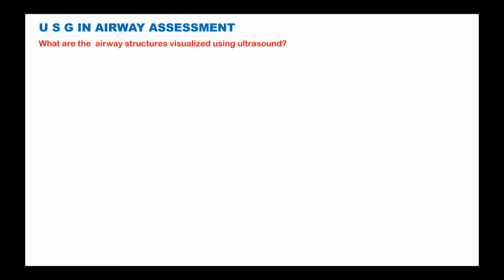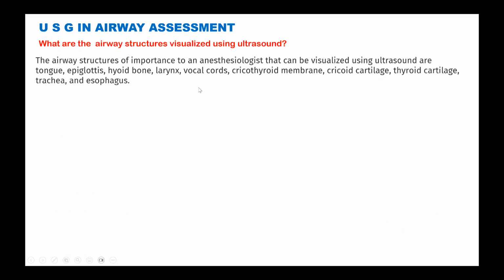So what are the structures normally visualized using ultrasound that you mentioned? The airway structures of importance to anesthesiologists are the tongue, epiglottis, hyoid bone, larynx, vocal cords, cricothyroid membrane, etc.